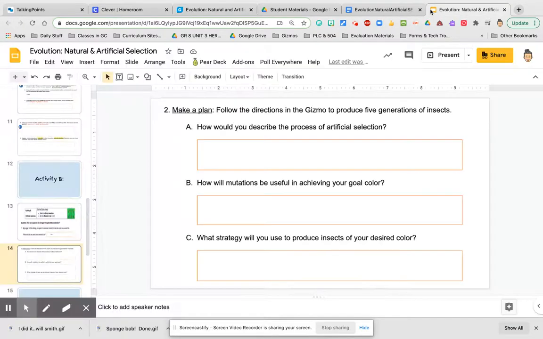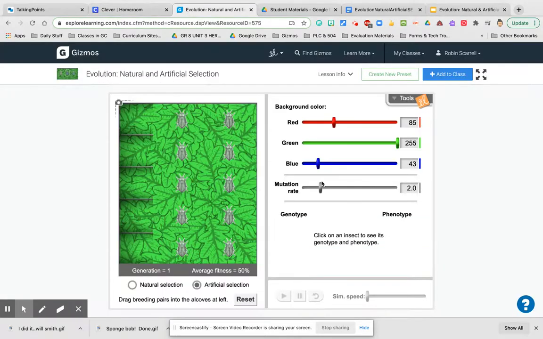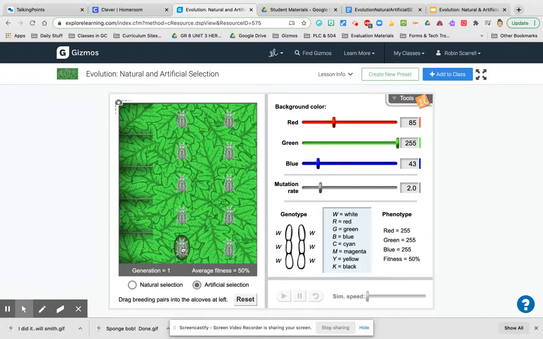So it told us at the beginning, and I'm not sure if I mentioned it, but you have to be on artificial selection, and you have to set the mutation rate to 2, because we don't want to have to wait 100 generations to get what we want, and maybe we will have to anyway. Who knows? Okay. Now it says drag breeding pairs into the alcoves. Notice that all of these are all white, and the genotypes are all the same. So in terms of which ones you pair up, it doesn't make any difference because they are the same phenotype and the same genotype. It will make a difference once we start seeing mutations, right? Because we've got to get these colors in here somewhere.